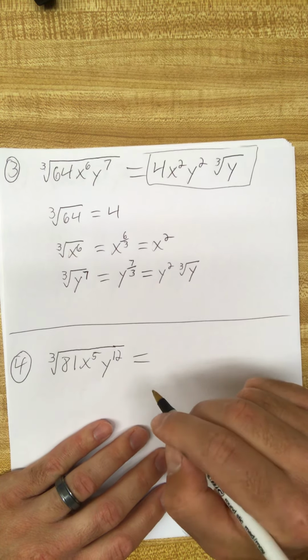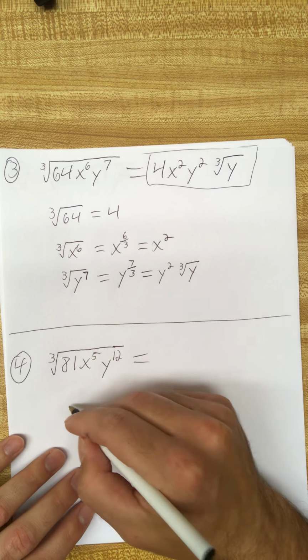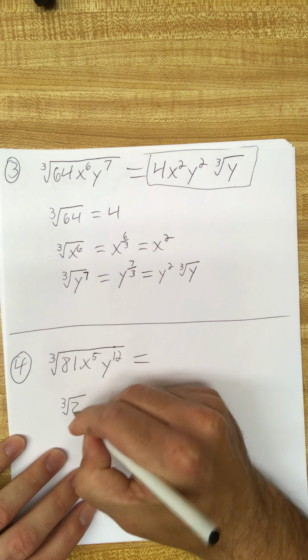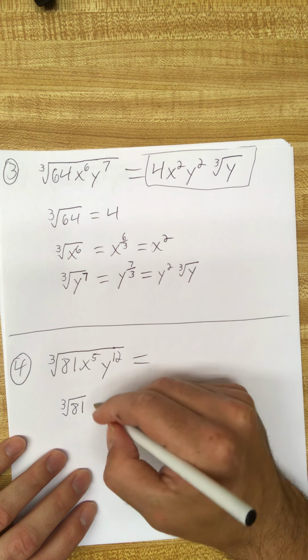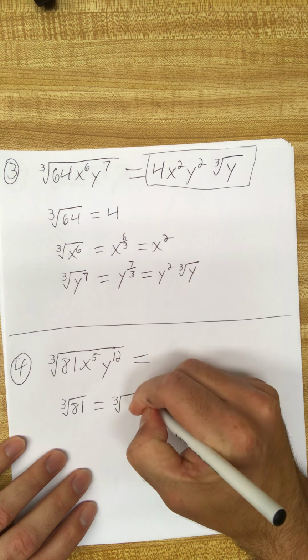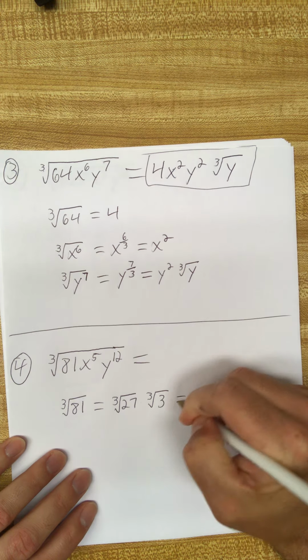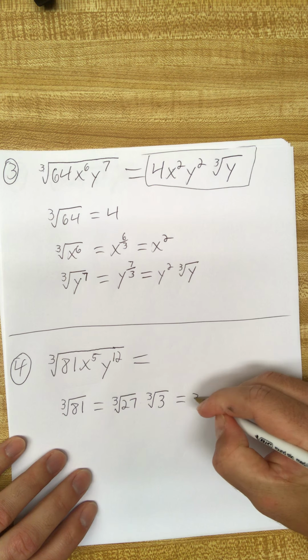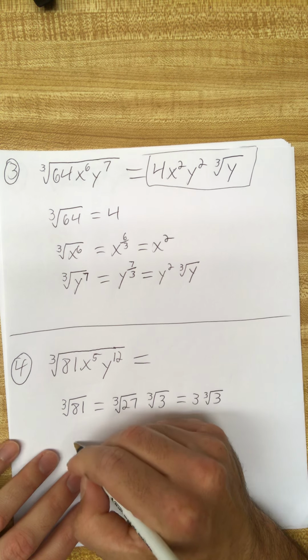Alright, number 4 then, we have the cube root of 81, x to the 5th, y to the 12th. So my cube root of 81. 81 is not a perfect cube, but we can break this into the cube root of 27 times the cube root of 3. So the cube root of 27 is 3. So I get 3 cube root of 3.